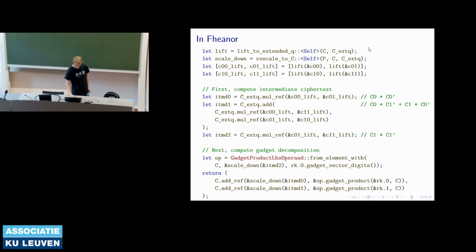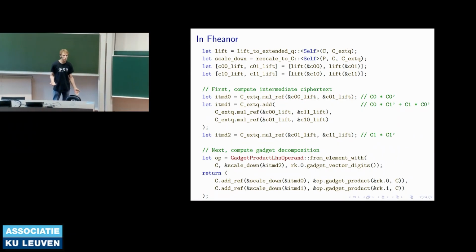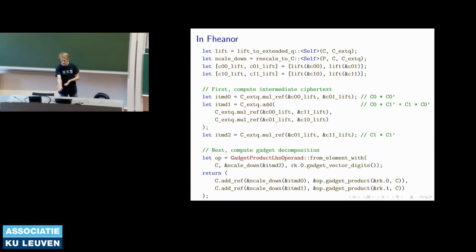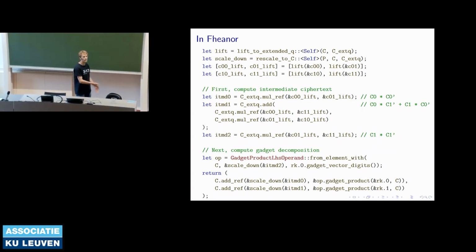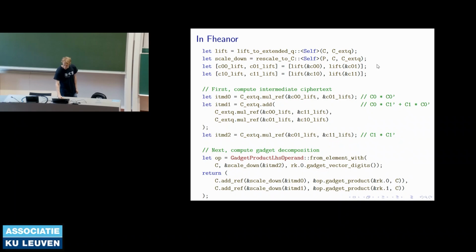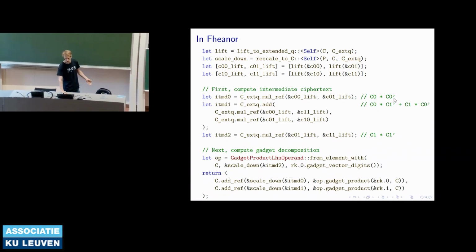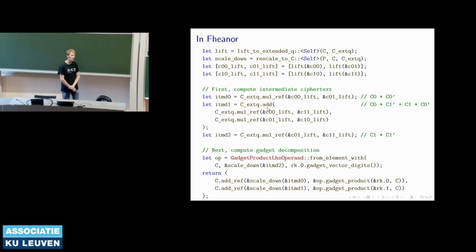So at the beginning, we have these maps lift and scale down, which lift to the extended Q modulus and scale down again. Of course, they are again wrapped around. They're implemented somewhere else because they're complicated as well. And then we just lift each input ciphertext, which here are considered to be C0 to C00 to C11. And then we can compute these intermediate ciphertexts just by using the functions multiply and add of the ring with the extended modulus.